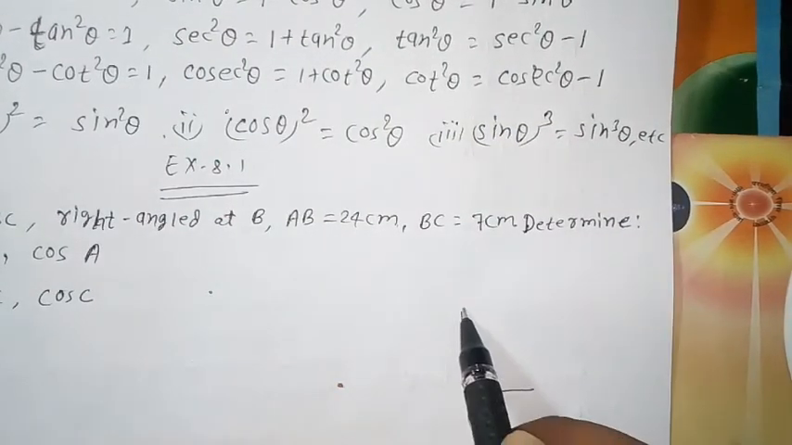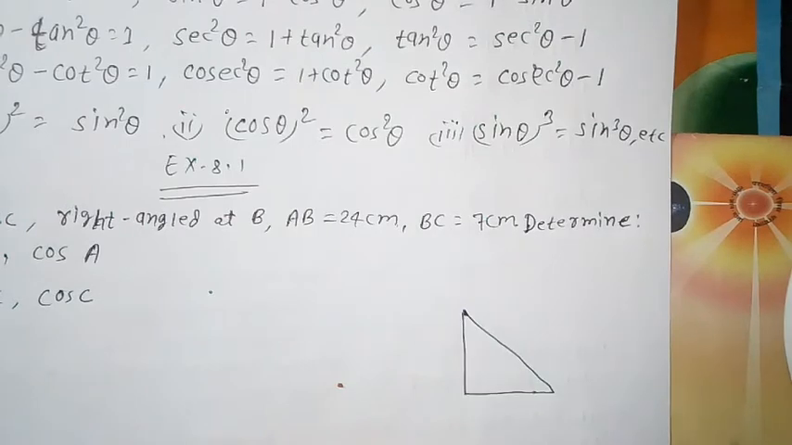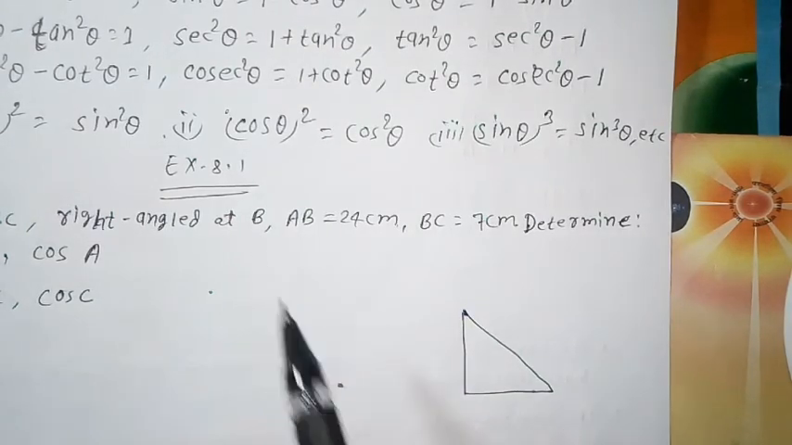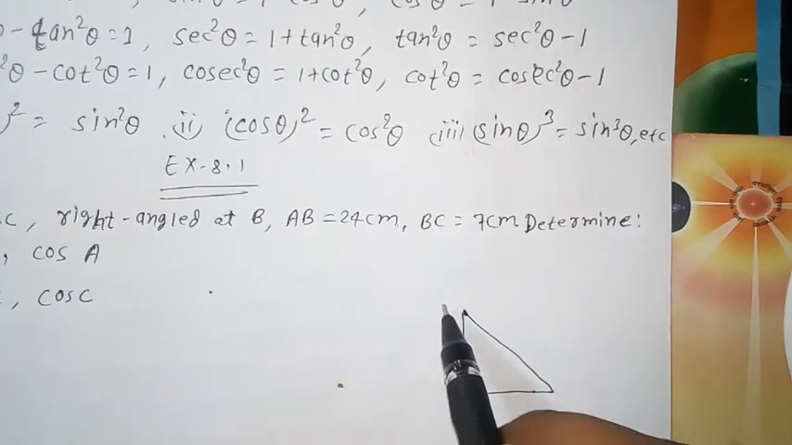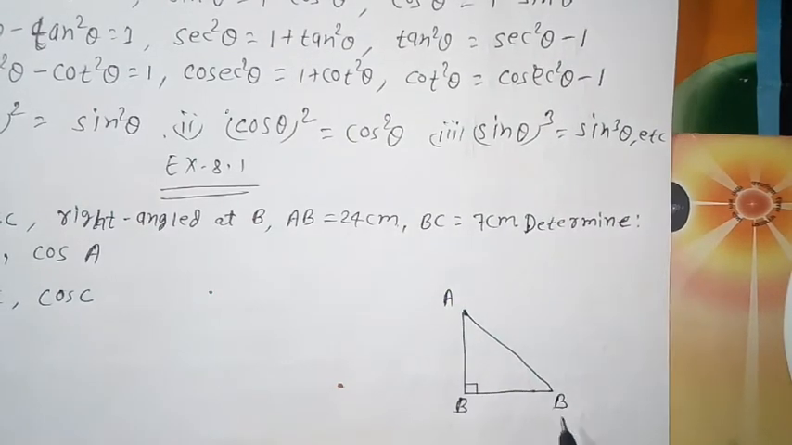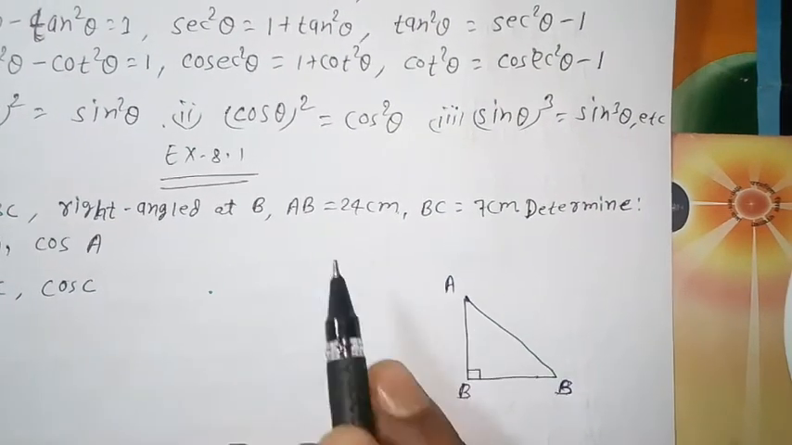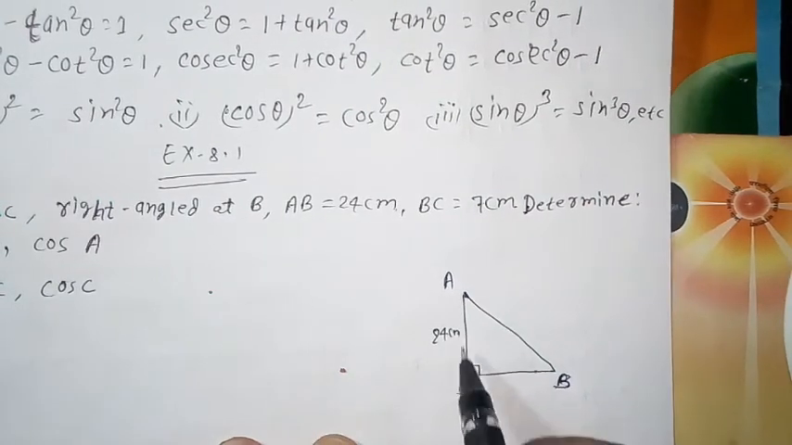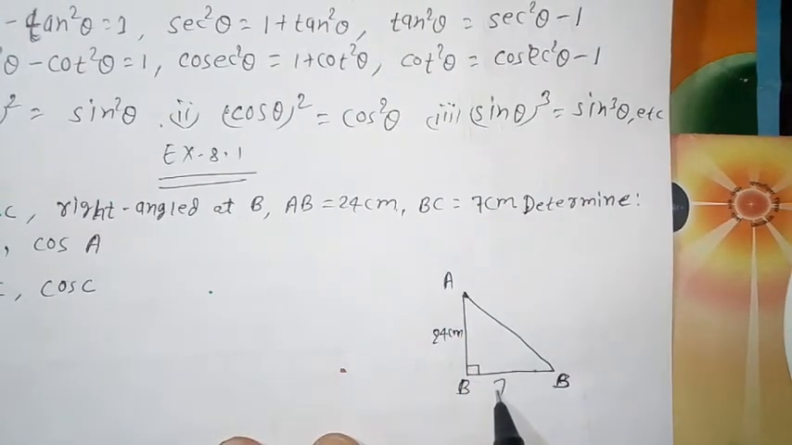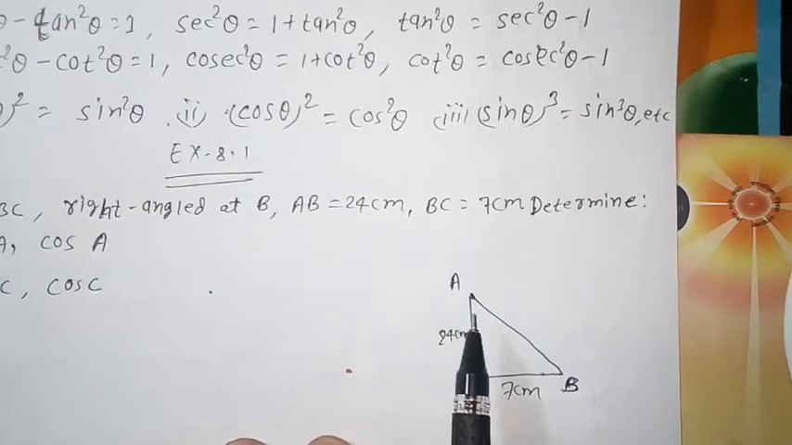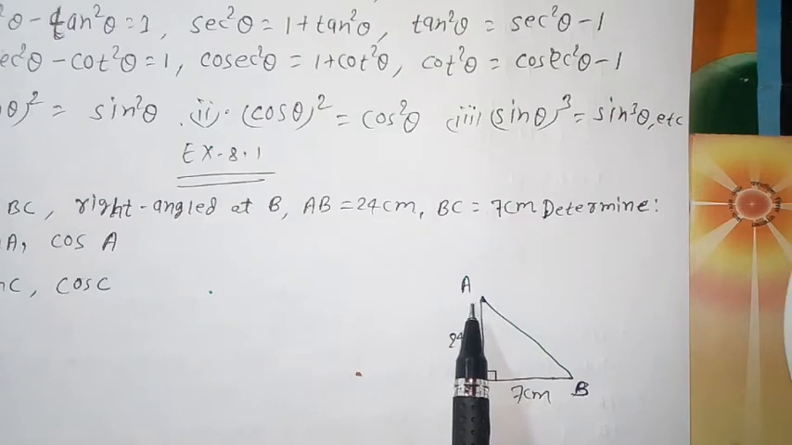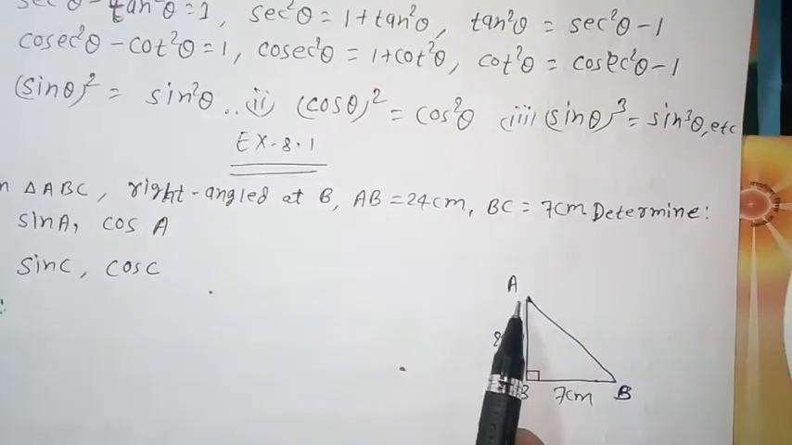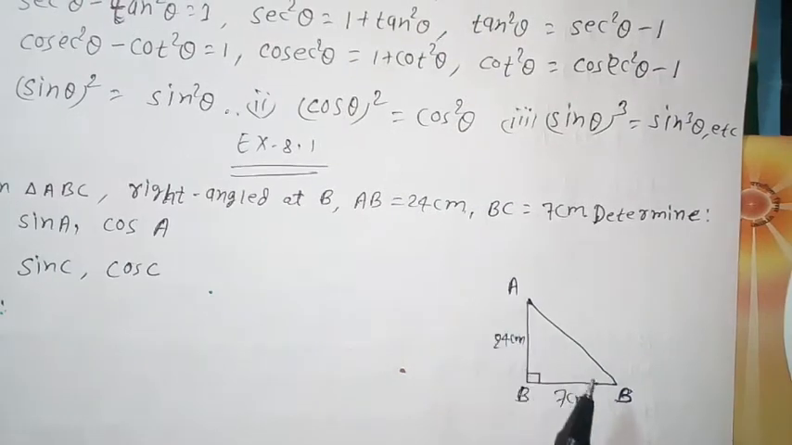Triangle ABC is a right angled triangle, right angle at B. So I put A and the other angle C. Okay. Now AB is equal to 24 centimeter, BC is equal to 7 centimeter. So first I find the length of AC. According to Pythagoras theorem, here in this triangle AC is hypotenuse.